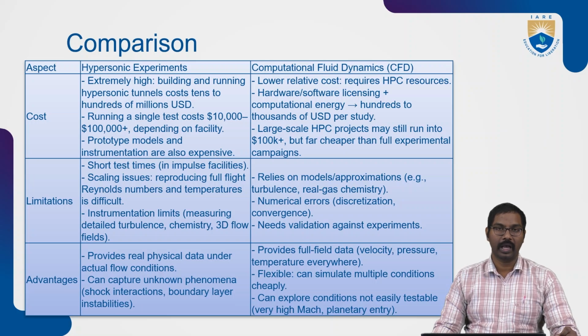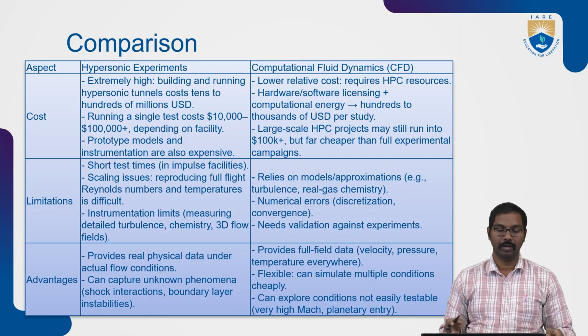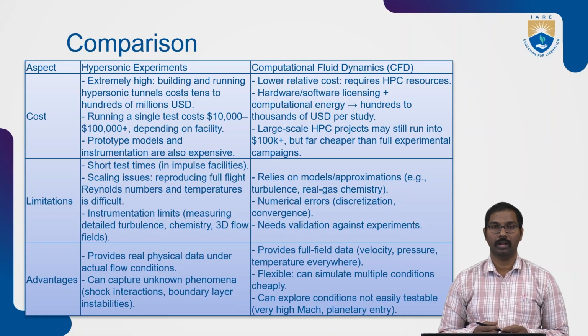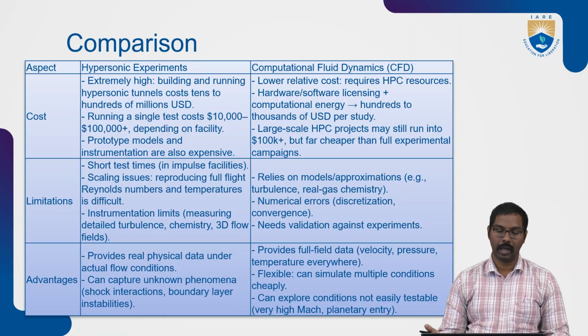In the experiments, we have the shortest test times. As said, when we go for hypersonic speeds, it takes milliseconds or microseconds. So measuring all the conditions and all the results within the less time is one of the limitations in the experimental procedures. Whereas in the CFD, we are going to extract the data and analyze the data so that we have enough time to get the results more accurately.